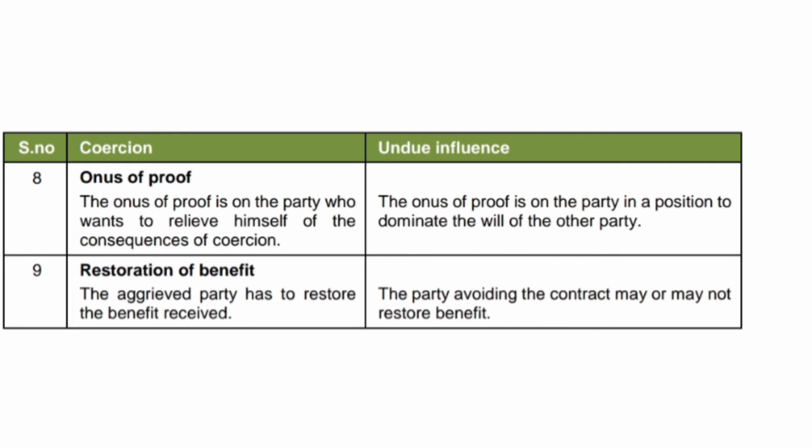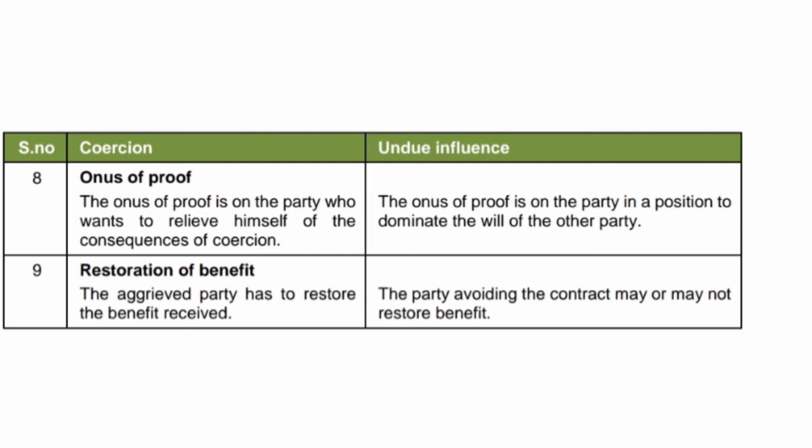Okay, so now let's look at the 8th and 9th difference between coercion and undue influence. The 8th difference relates to the onus of proof, that is, on whom does the burden of proof lie? Well, in cases of coercion, the onus of proof is on the party who wants to relieve himself of the consequences of coercion, that is, the party who wants to avoid the contract has the burden of proving that he or she was coerced into entering into the contract.